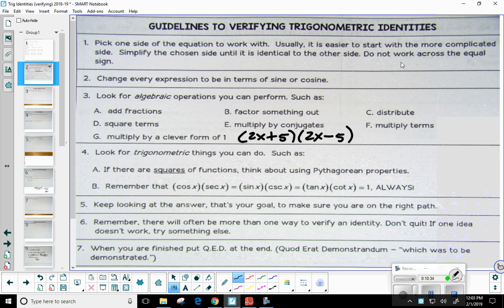Yes, it's a circular relationship. If I factor a difference of squares, I get conjugates. But if I multiply the conjugates, I get back to the difference of squares. Okay. Look for trig things that you can do, all those identities. So maybe if it's not algebraic, the things you've been doing up to this point, maybe one of those identities will be able to help you out.